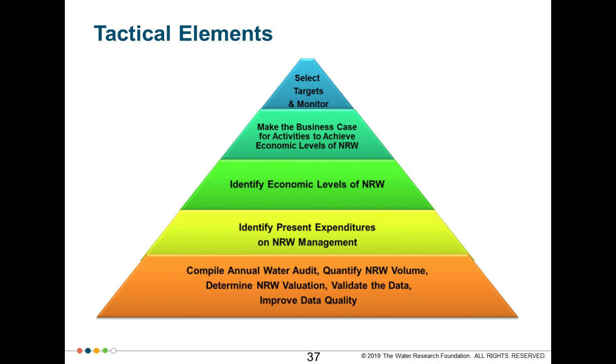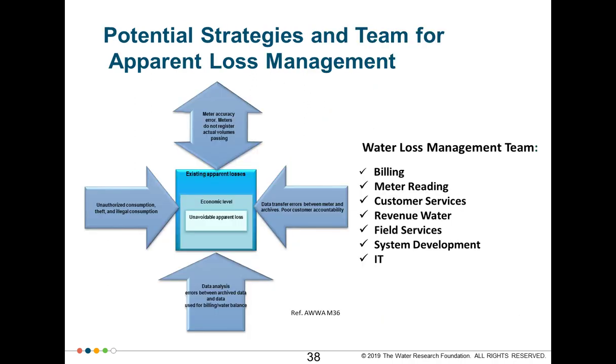At the tactical level, the annual water loss audit using the AWWA Manual M36 methodology, informed by sufficiently valid data and a defensible valuation of the NRW volume, constitutes the foundation for an effective water loss control plan. Knowledge of present expenditures for NRW management will help a utility determine its economic levels of NRW and make the business case for activities whose monitored implementation will meet the established performance targets and achieve the plan's objectives.